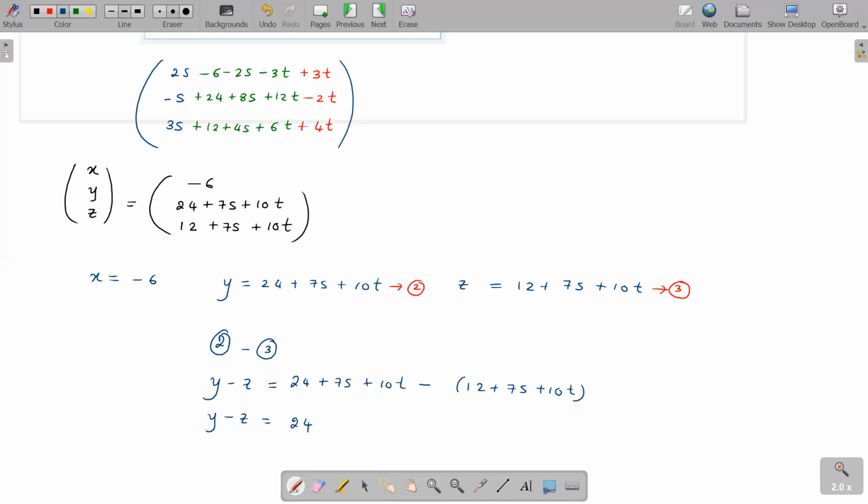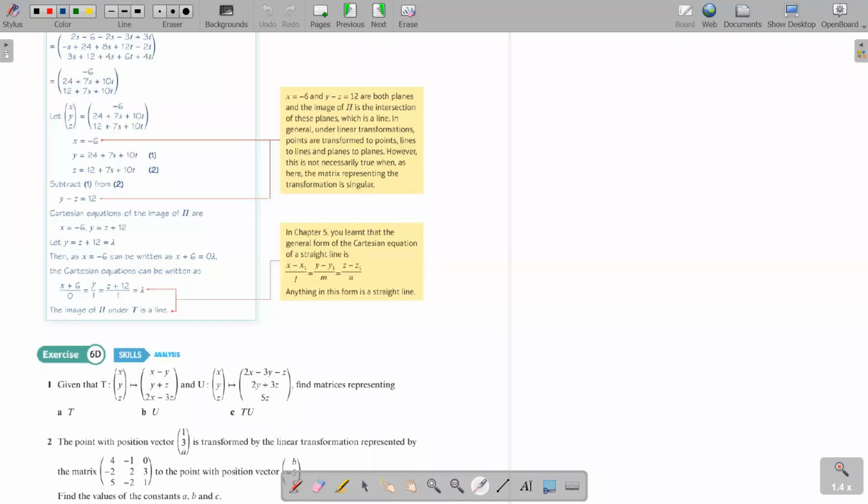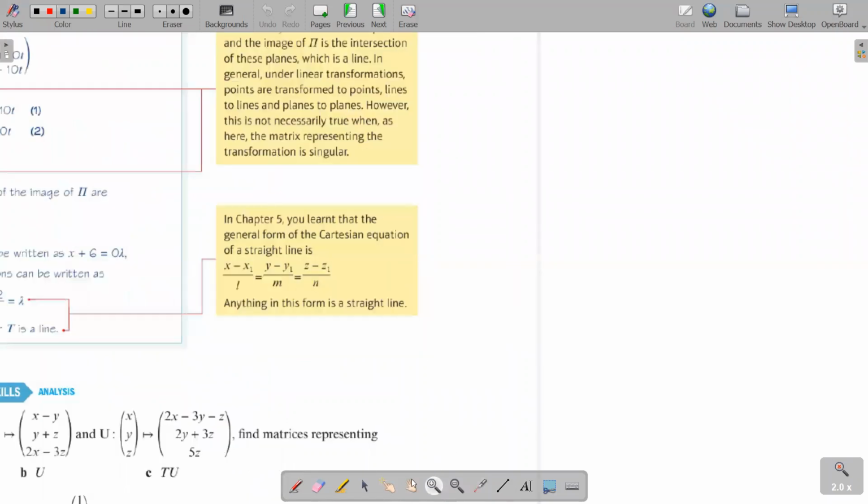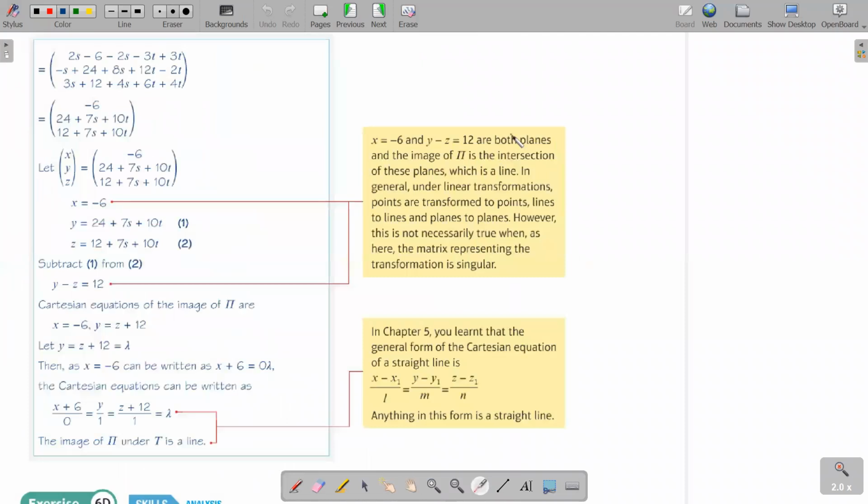Are you with me? Y minus z is 24 minus 12, which is 12. The 7s cancels out, the 10t cancels out. Is that okay? Okay, so look at the explanation they have given in the example. They say x equals minus 6 and y minus z equals 12. Please look at this. Can you see? Now we got two answers here.